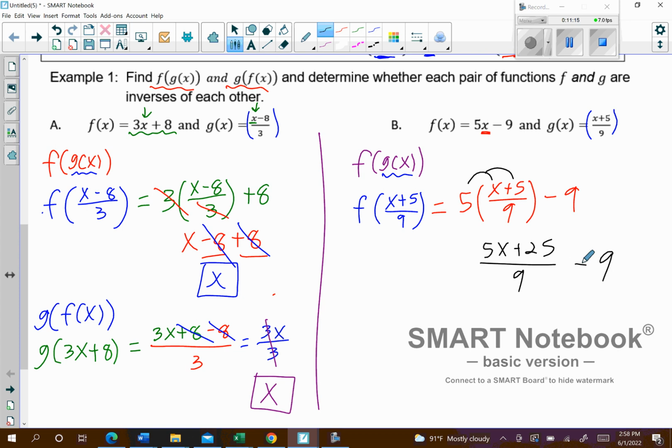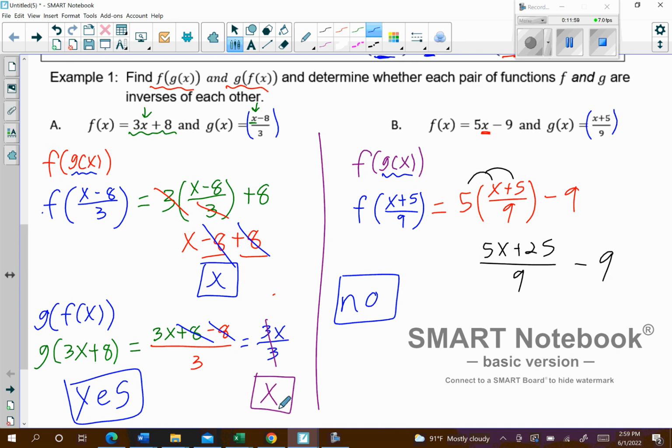If they are going to be inverses, it's going to happen organically. It's going to happen naturally, and everything's going to work out nicely. I don't see that happening here, so no, these are not inverses. By the way, those were inverses on the first one because they simplified to x in both cases. Here it doesn't, so you don't even need to try the other one. You could if you wanted to, just to play it safe, but once it fails, you can just stop there.